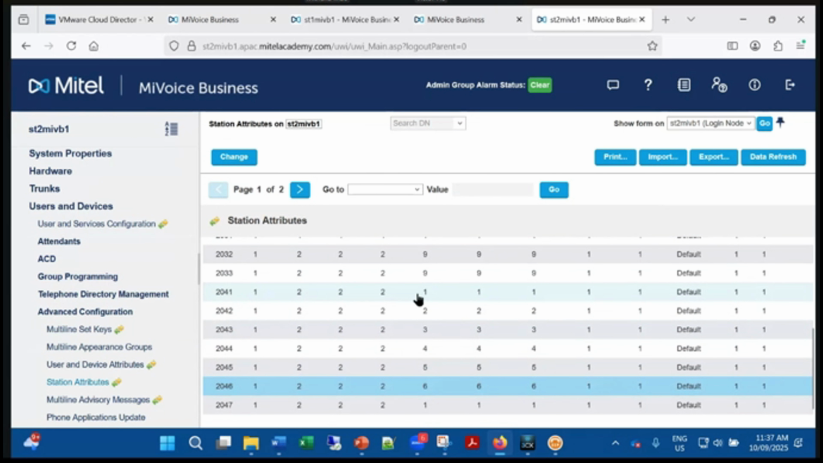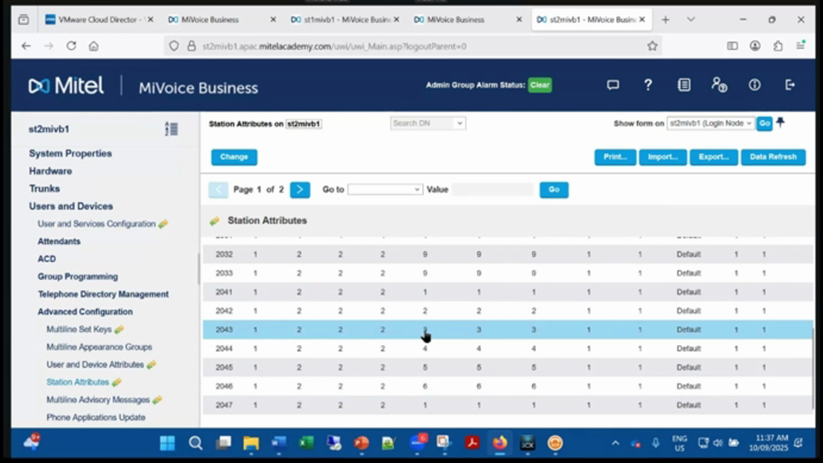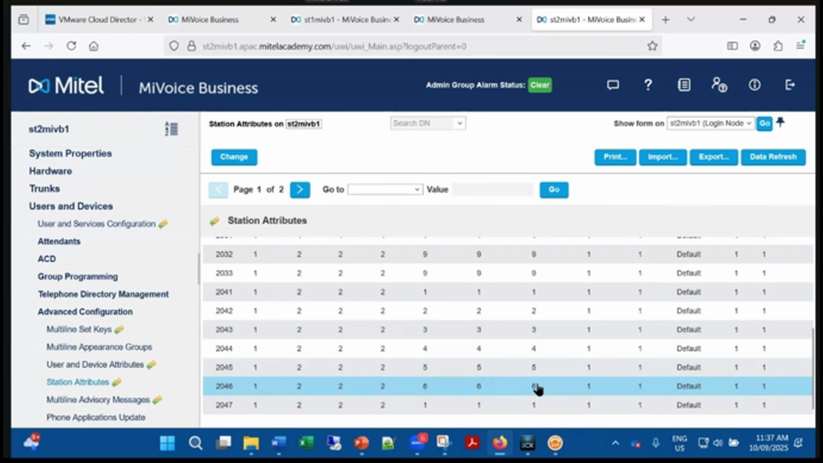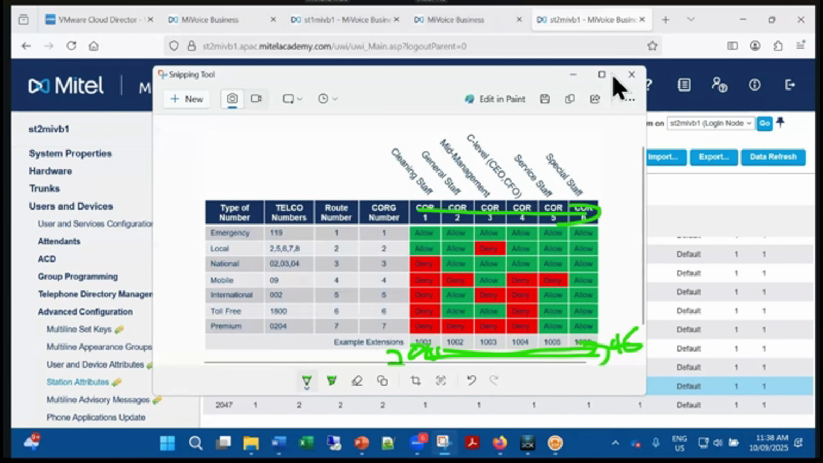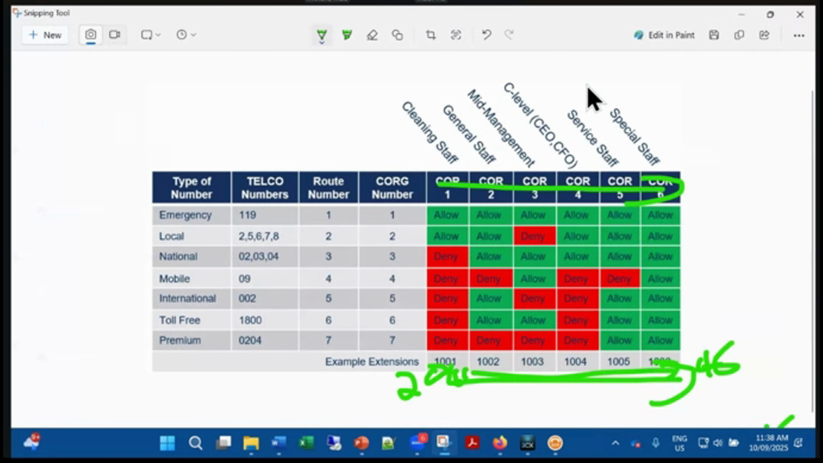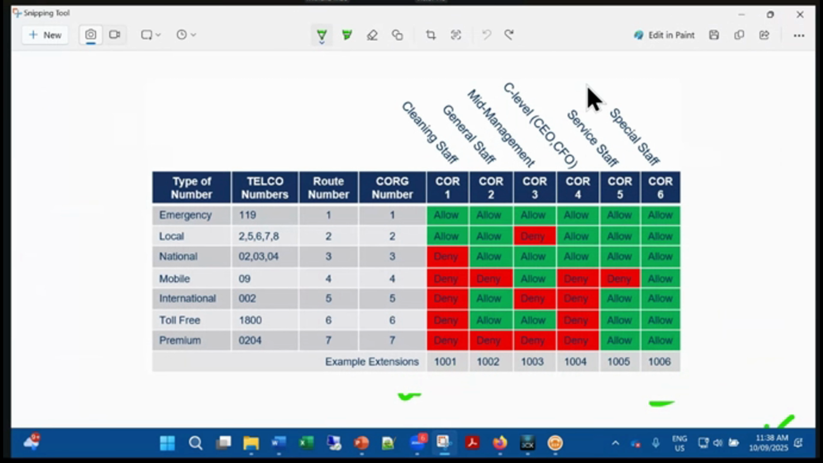So 2041 is restriction number 1. 2042, restriction number 2. 2043, restriction number 3, and so on. 2046, restriction number 6. Finished. Okay, you see how easy that was? It's too easy.